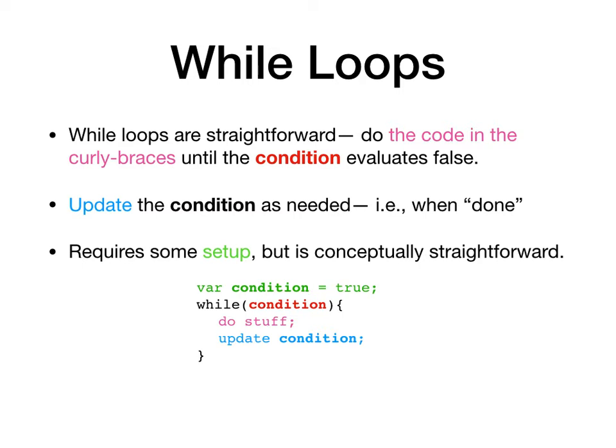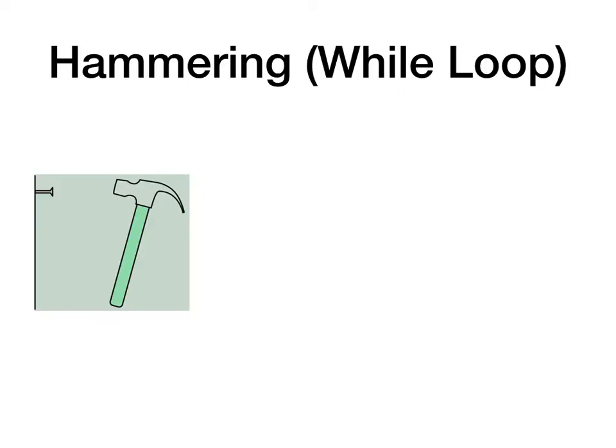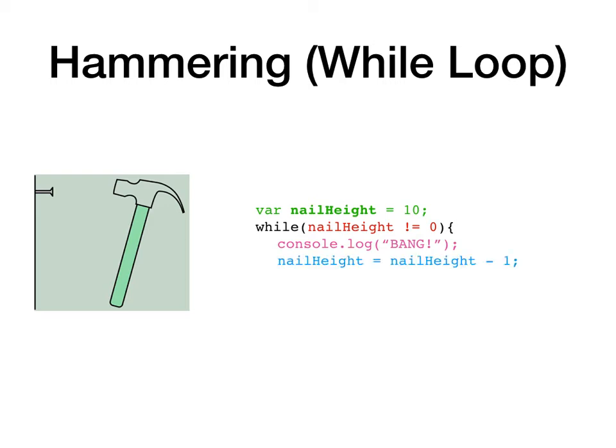So let's hammer something into the wall using a while loop. First we've got to set the nail height. In this case, I'm just setting it arbitrarily to the value 10. We'll assume it's in centimeters or something. That's still pretty long, but either way. So while nail height is not 0, as long as it's not flush with the wall, I'm going to log to the console, "bang," making the sound bang. But I'm also going to update nail height. I'm going to make nail height equal to nail height minus 1.